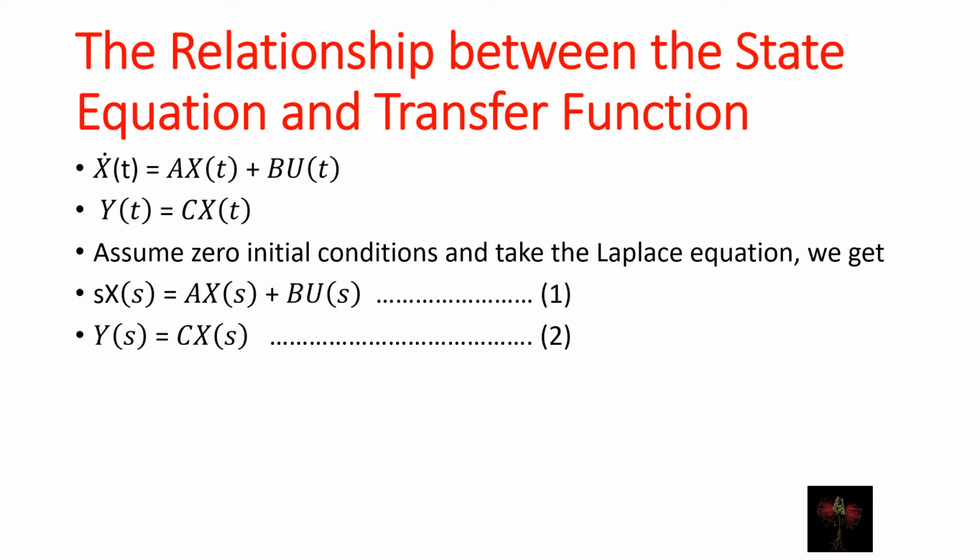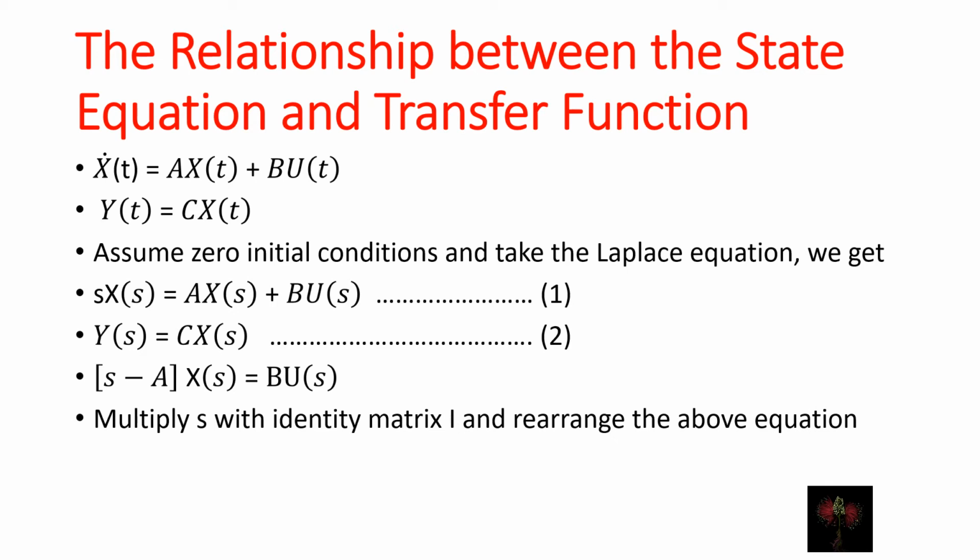This is the Laplace transform of the y of t equation. Given the equation numbers as 1 and 2, s minus a x of s is equal to b u of s. Multiply s with the identity matrix and rearrange the above equation. We get x of s is equal to 1 divided by si minus a into u of s. Consider this as equation 3.